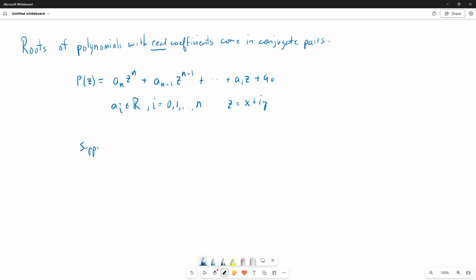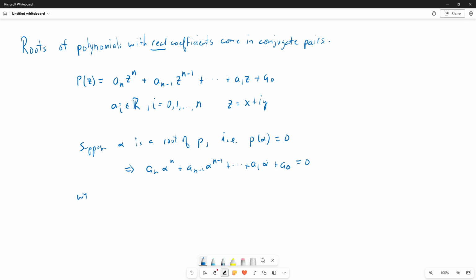So suppose that alpha is a root of the polynomial p, which means that p of alpha is equal to 0, which can also be written as a sub n alpha to the n plus a sub n minus 1 alpha to the n minus 1, etc., a1 alpha plus a0 is equal to 0. So we've plugged alpha into the polynomial, and it's a root, so we get 0.